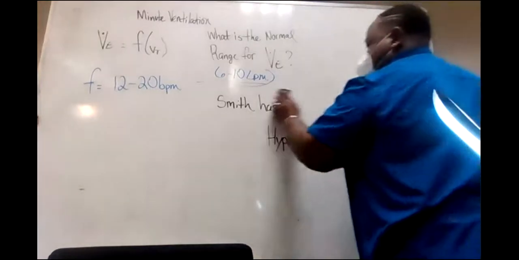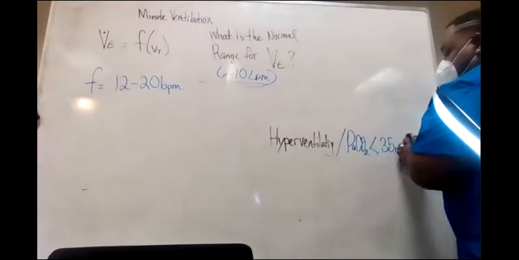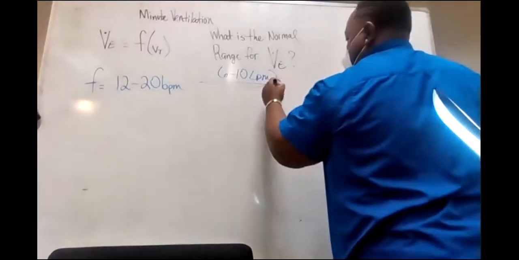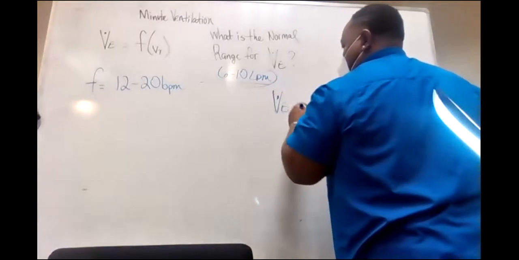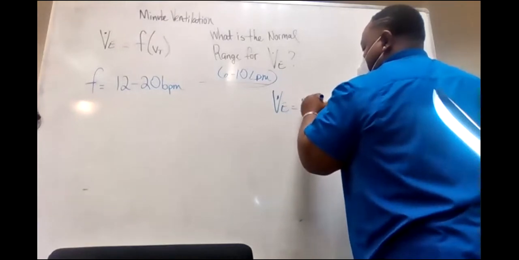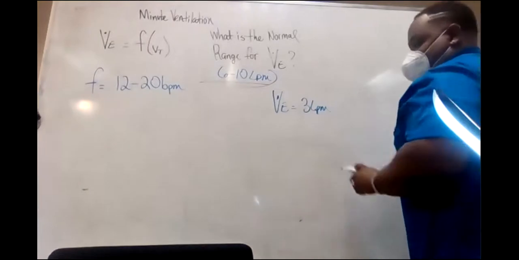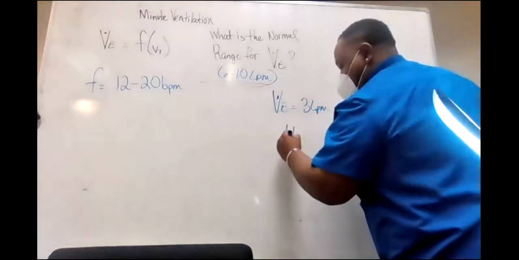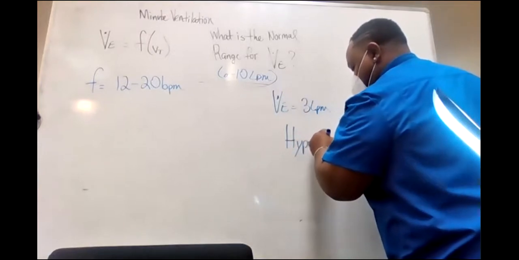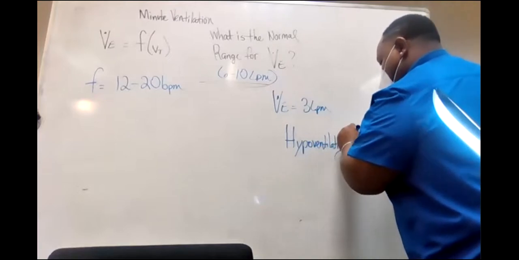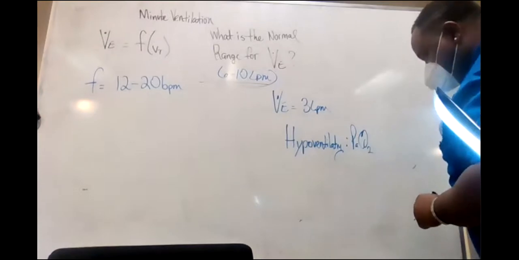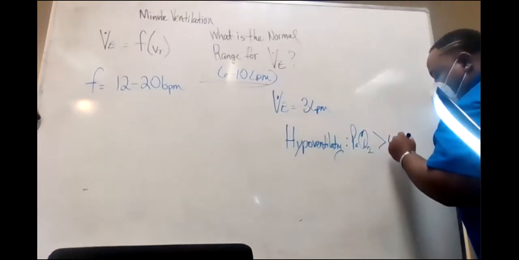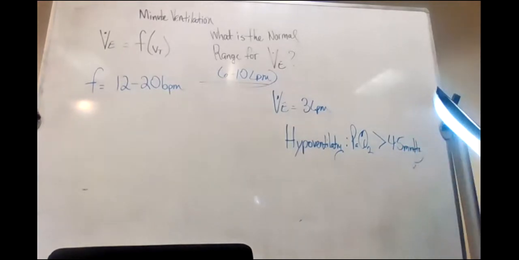All right, what about if Mr. Smith has a minute ventilation of, say you tested his minute ventilation, and it was 3 liters per minute. What is he doing? Hypo. There you go. Hypoventilating, and we can assume that his PaCO2 is what? Greater than 45 millimeters of mercury. This has nothing to do with his oxygenation. Remember, that's two different things. We're strictly talking about ventilation.